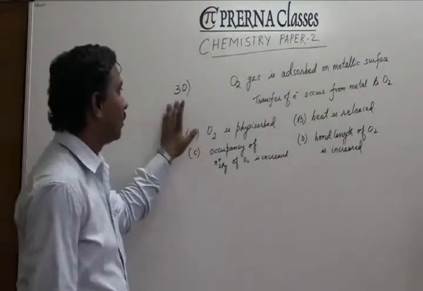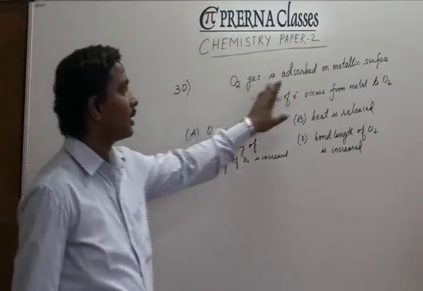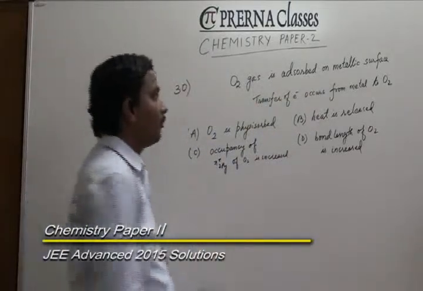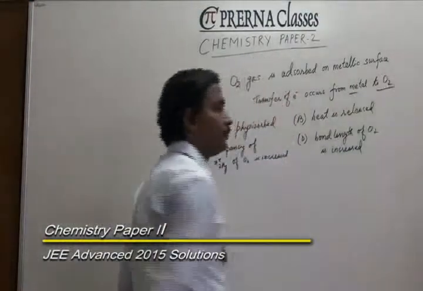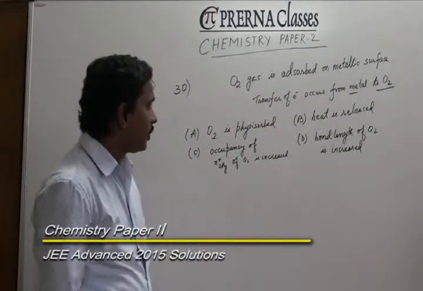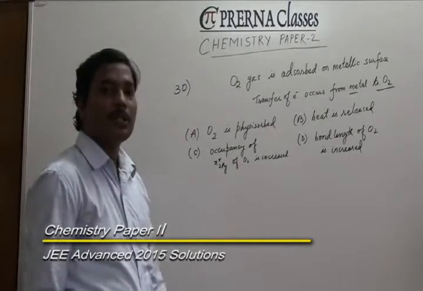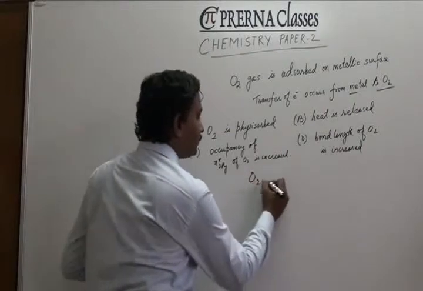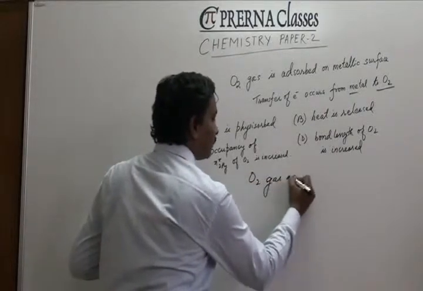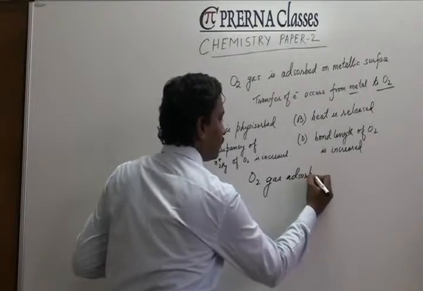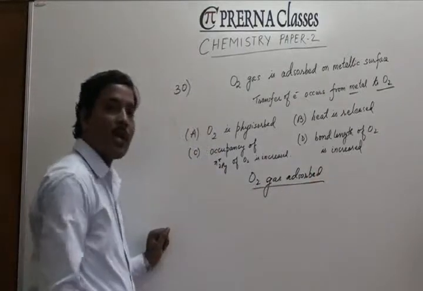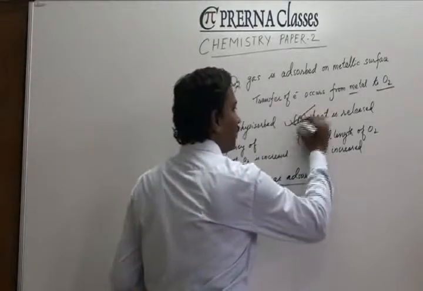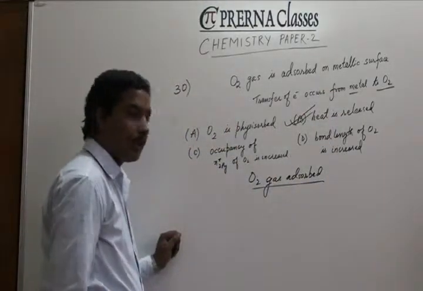The next question, question number 30. Oxygen gas is absorbed on a metallic surface and there was a transfer of electron from metal to oxygen. And we are asked to find which of the following statements are correct. Now if O2 gas is absorbed, absorption is always exothermic in nature. If it is exothermic, that means heat is released. So option B is correct.